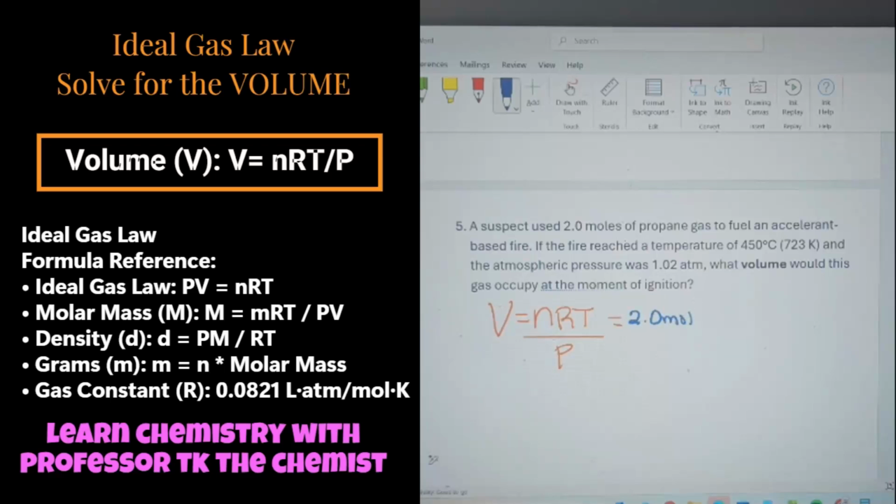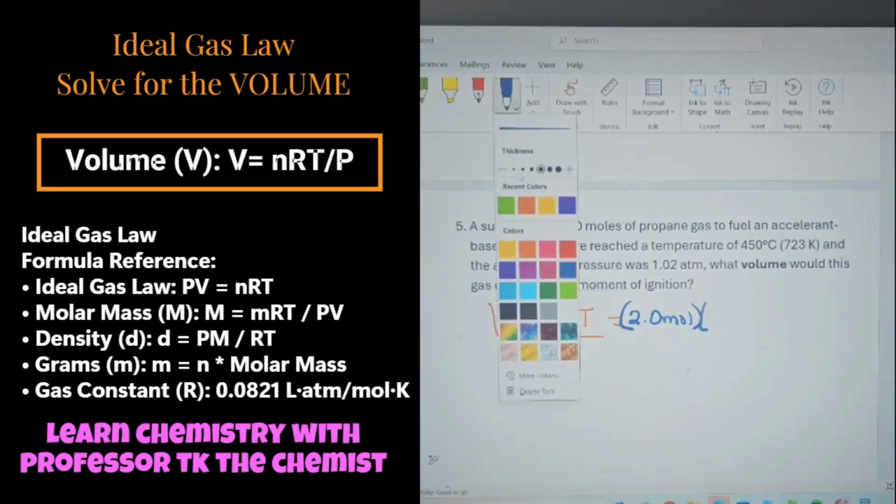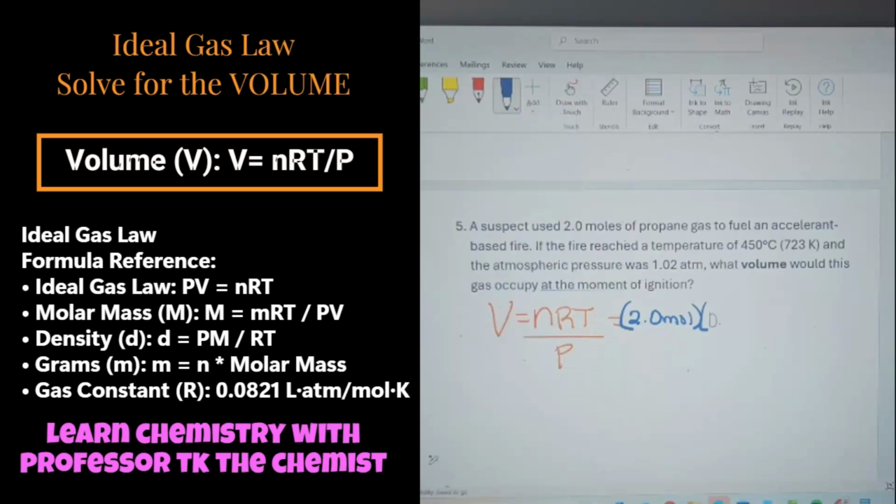2.0 moles times your gas constant, 0.0821 liters. Again, y'all may get tired of seeing these units, but I'm telling you, the units will guide you. All right? The units will guide you. 723 is your temperature, divided by your pressure, 1.02 atms.